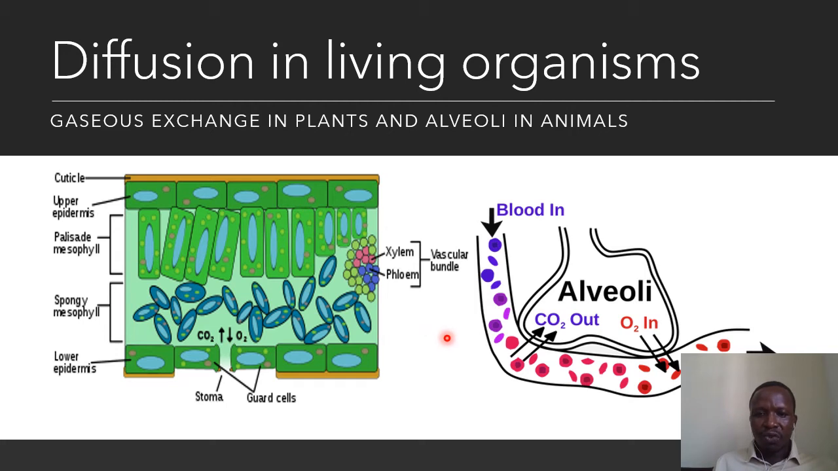Now, let's look at the alveoli in animals. Alveoli is a very important structure that is found within the lungs. Actually, it is the basic functional unit of the lungs. When we breathe in fresh air, that is oxygen, it moves into the lungs, and within the lungs, it moves to the structures that we refer to as alveoli.